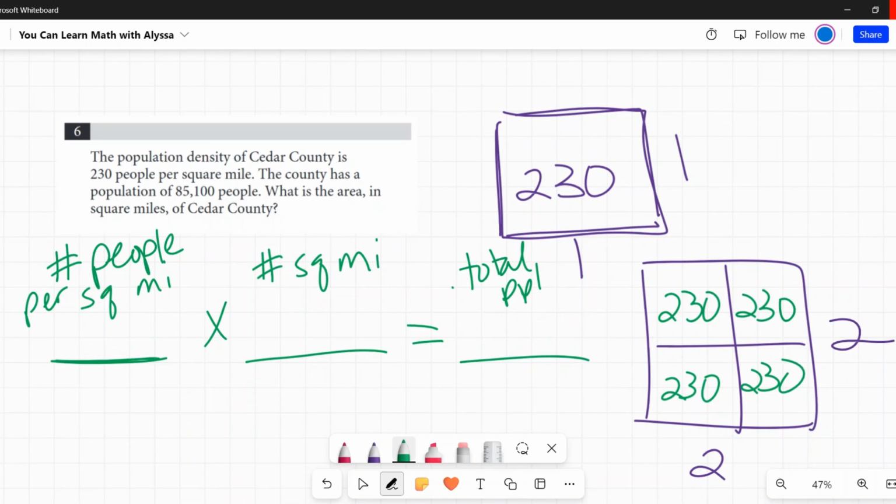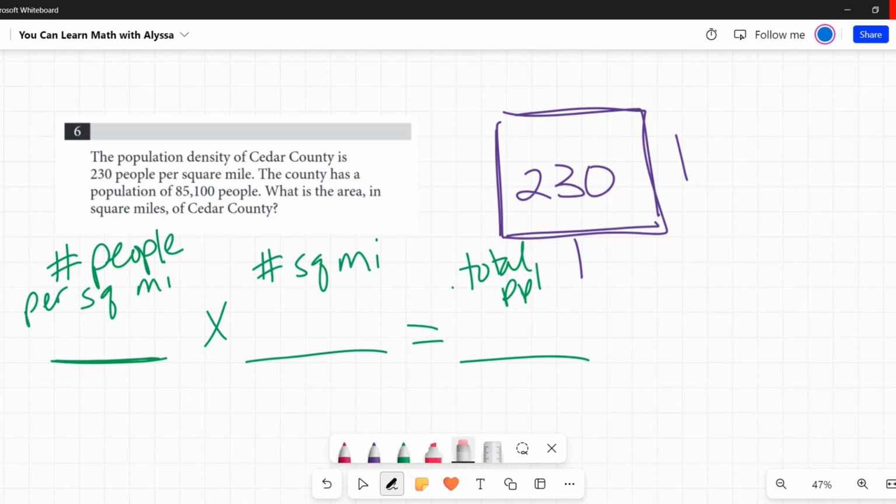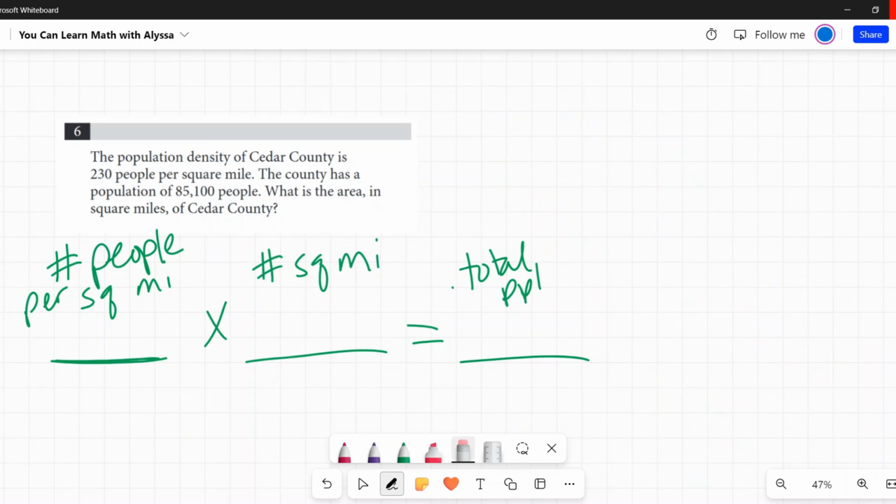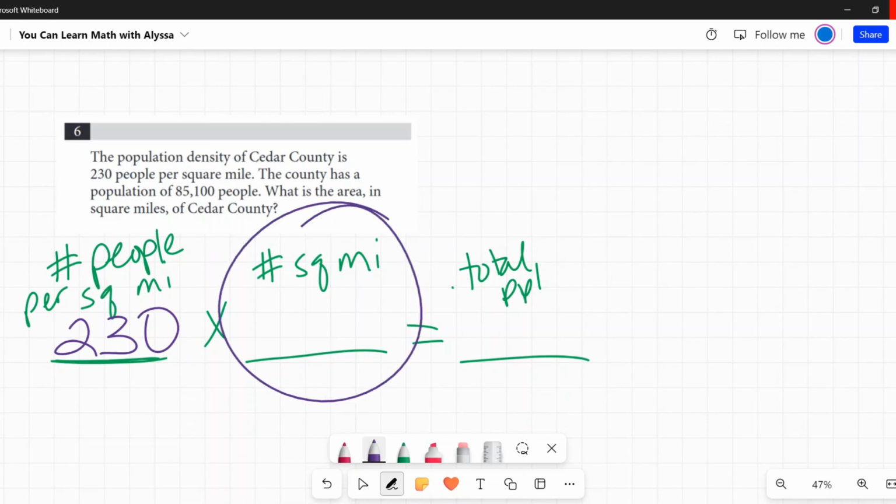So let's use this same principle, but on this larger scale. This is our formula here. So we are told that there's 230 people per square mile. So that hasn't changed. 230 people per square mile. Now they don't tell us the number of square miles. That's what we're trying to figure out.